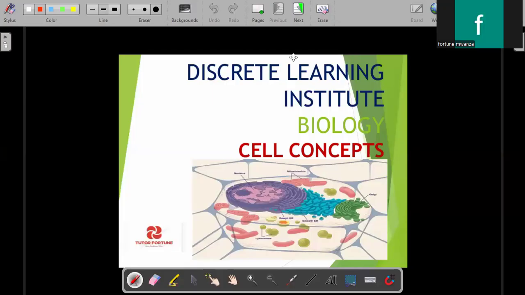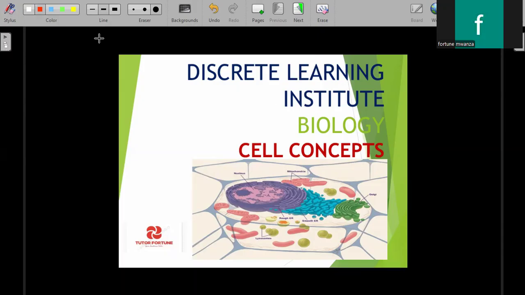Last time we did microscopy. Now we move a bit further. We start doing cell concepts. We have to understand what a cell is. We also have to understand the types of cell we have, some of the parts of the cell and the function of those parts. We also need to tackle a bit of history, where these cells came from and how they were brought about. So that's what we are going to cover in this tutorial.